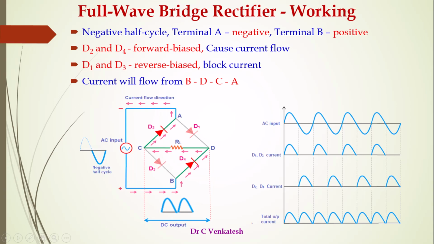The output waveform is shown against the AC input signal. During the positive half cycle, D1 and D3 conduct and we get the positive half cycle output. During that time, D2 and D4 are reverse biased, no output. During the negative half cycle of the input, D2 and D4 are forward biased, acting as closed switches, and we get an output. During that time, D1 and D3 are reverse biased, open switches, so we don't get output. The total output is a pulsating DC signal.